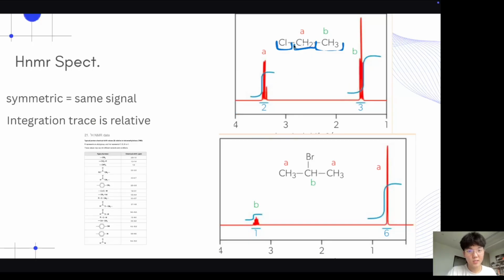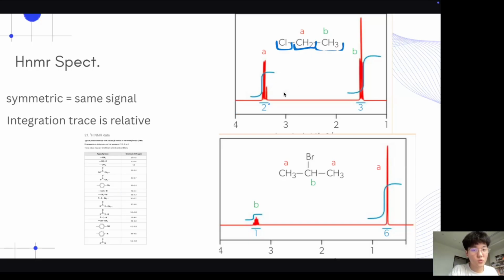But for this table, group A corresponds to one signal, group B corresponds to another signal. And as you can tell, this red part is the signal, and the blue squiggly line is the relative integration trace. And this tells us the relative number of hydrogens between the two groups. So for A, we have a trace of 2, and there are indeed 2 hydrogens. And for B, we have 3, so there are 3 hydrogens.